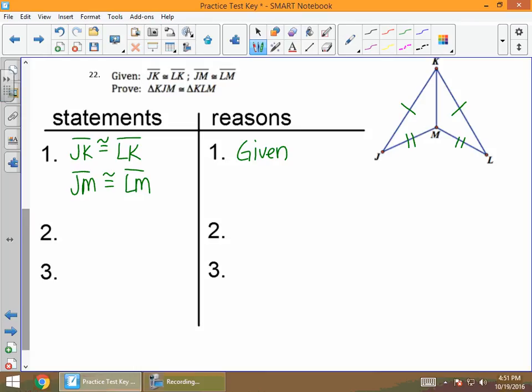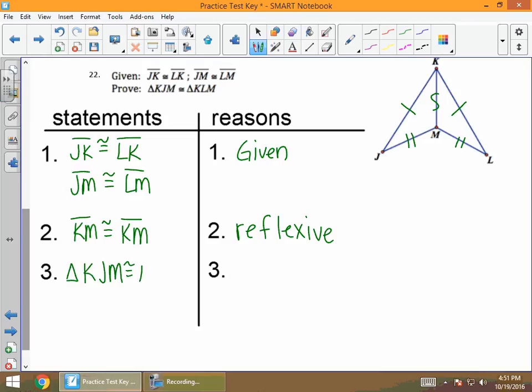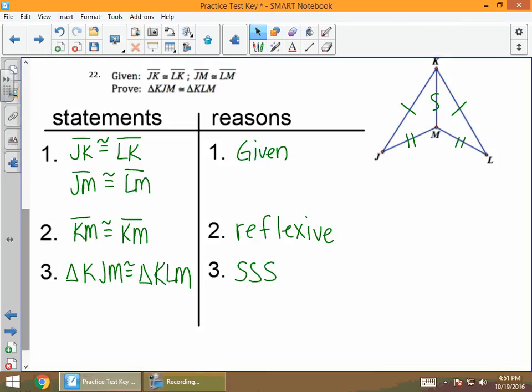These two triangles do share something. They touch one another. KM is a side that they both have. So KM is congruent to KM by the property that we call reflexive. So that means now my two triangles are congruent. So triangle KJM is congruent to triangle KLM by the theorem called side side side. This is the side side side theorem.